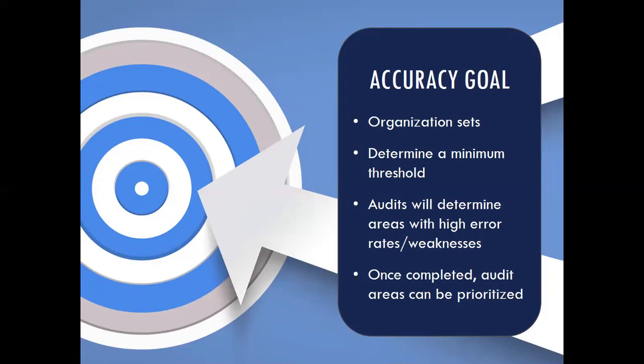And then once those audits are completed, it makes it a little bit easier to prioritize based on that accuracy goal. If we have an area that's only meeting 80% accuracy and another area that's more like a 92 or a 93, we're probably going to want to put the area at the lower accuracy rate higher up on our priority list.